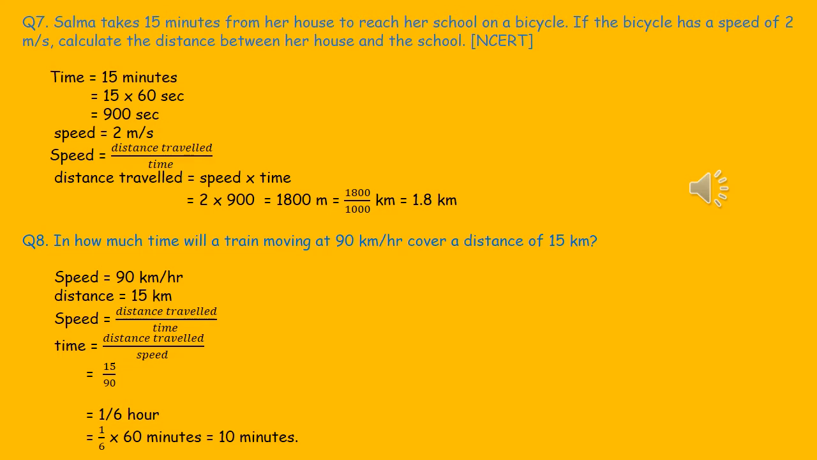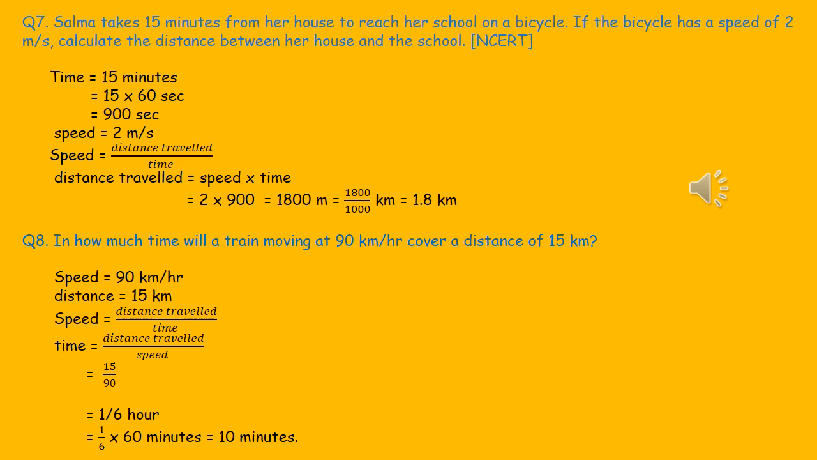Salma takes 15 minutes from her house to reach her school on a bicycle. If the bicycle has a speed of 2 meters per second, calculate the distance between her house and the school. This is also a sum from NCERT. Here also we are finding distance travelled. This sum and the previous sum are almost the same, but here some conversion of unit is needed.